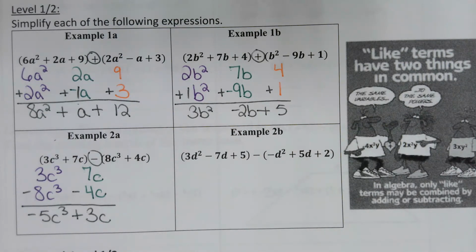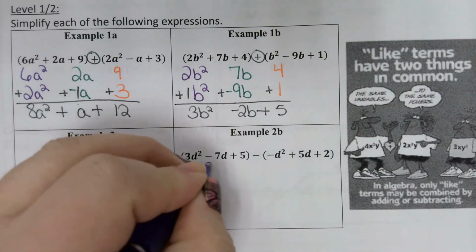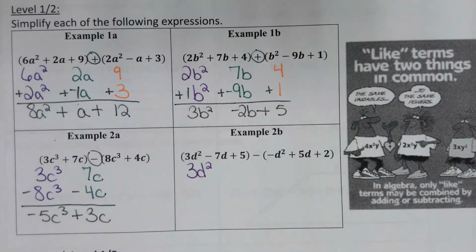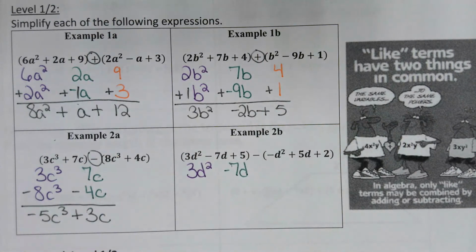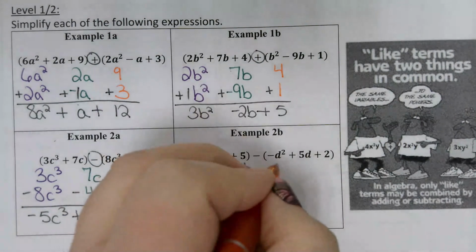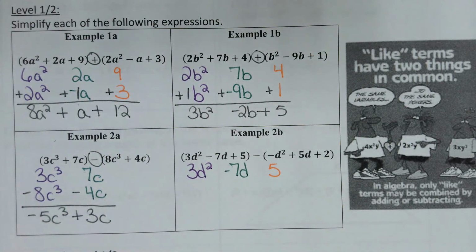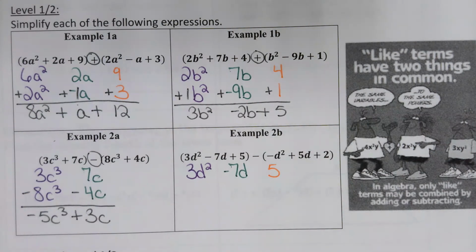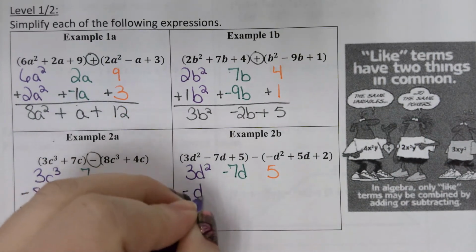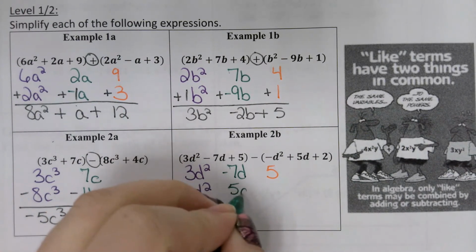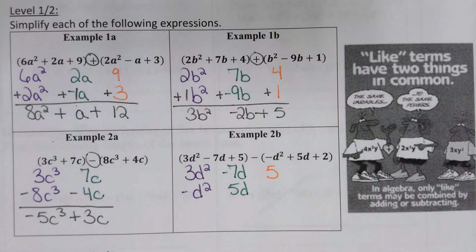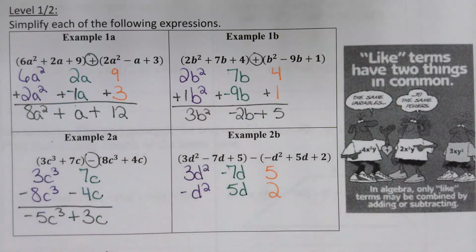Our last example here for level 1 and 2, 3d squared is our first term. Negative 7d is our second term. 5 is the third term. And in the next polynomial, I have negative d squared, which will need to be lined up underneath the d squared term. 5d will need to go underneath my d term. And then 2 will go underneath of my constant.